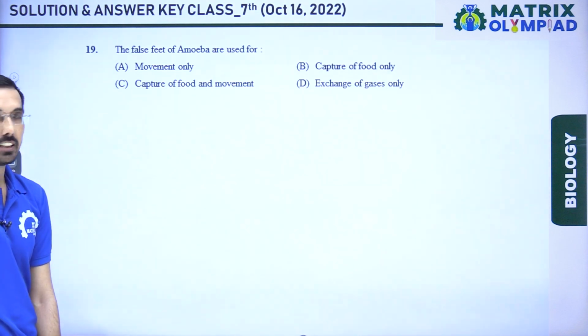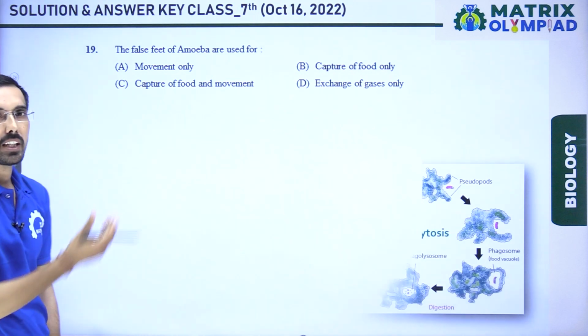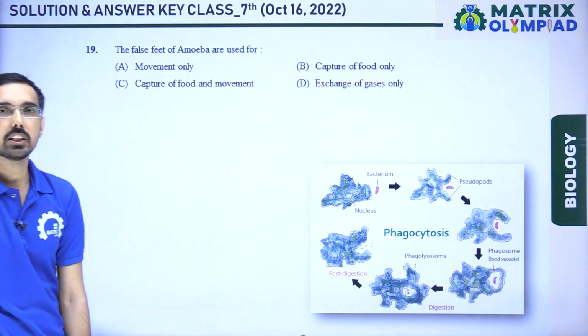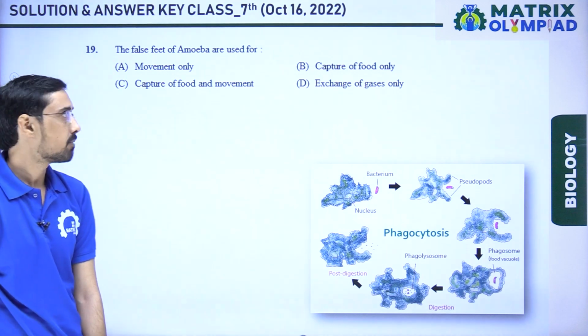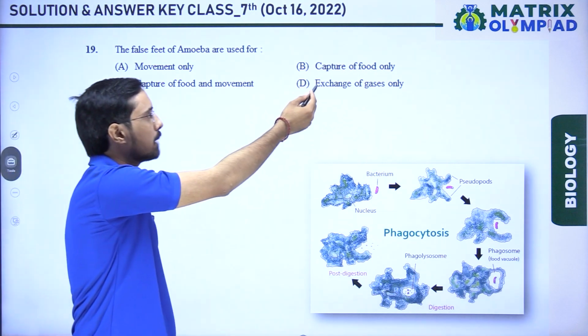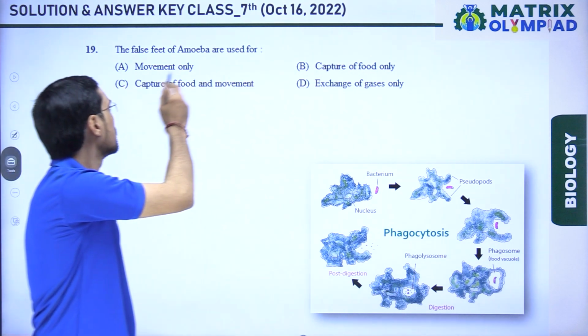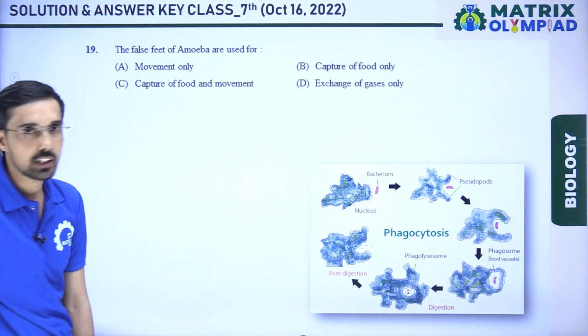The next question is, the false feet of amoeba are used for. Amoeba is a unicellular organism which has only one cell which helps in all the activities of the amoeba. First option is movement only. Second option, capture of food only. Third, capture of food and movement. And last is exchange of gases.